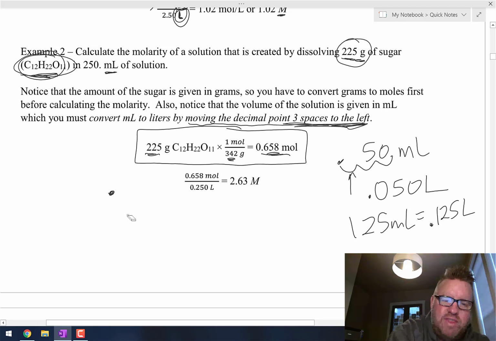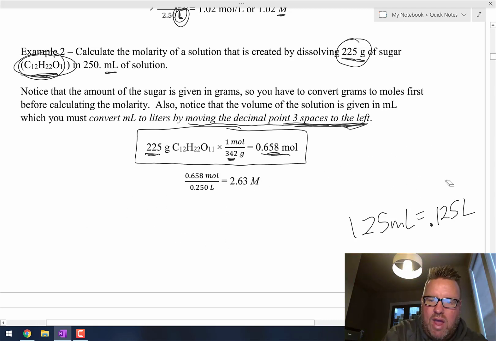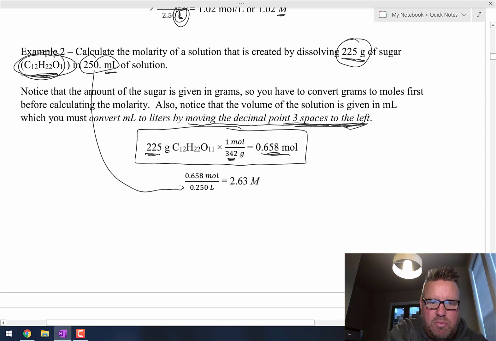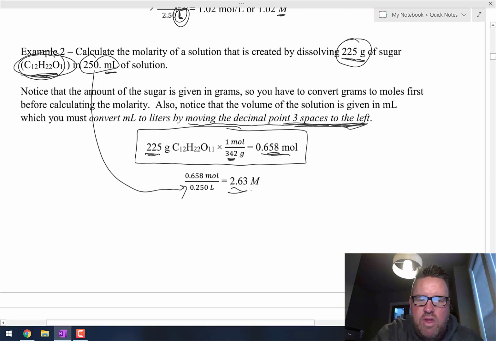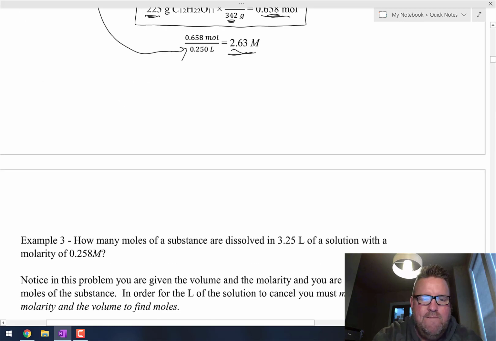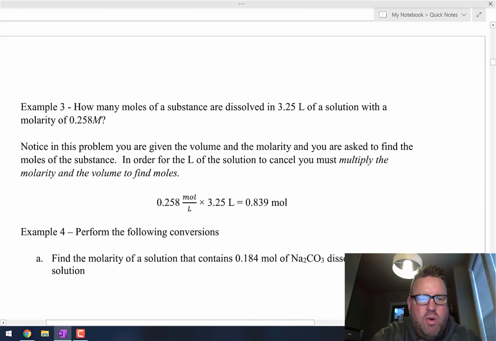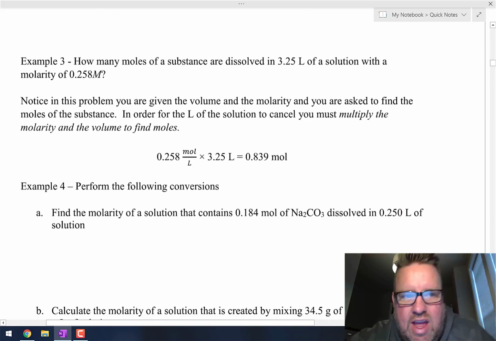Okay, so in this case, what did we do? We got the moles by converting the grams to moles, and then I converted my 250 milliliters to 0.250 liters, and then I simply go to my calculator. 0.658 divided by 0.250 gives me the concentration in molarity. Okay, let's look at one more example here, and then we'll do a few together.